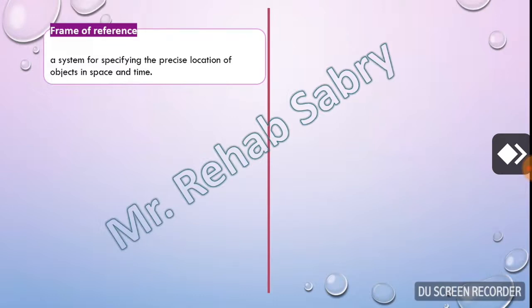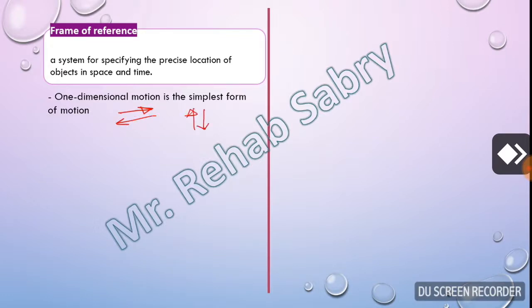We said that one-dimensional motion is the simplest form of motion: motion forward, backward, up, down, and so on. We will agree together that motion forward or right will be positive, and the opposite will be negative, and motion up will be positive, and down will be negative.